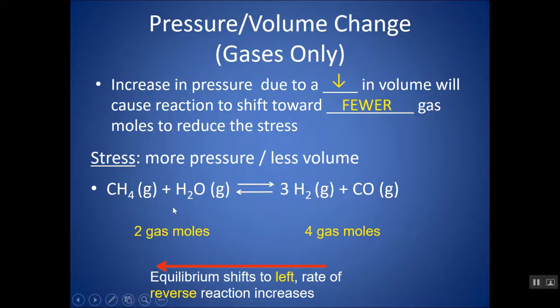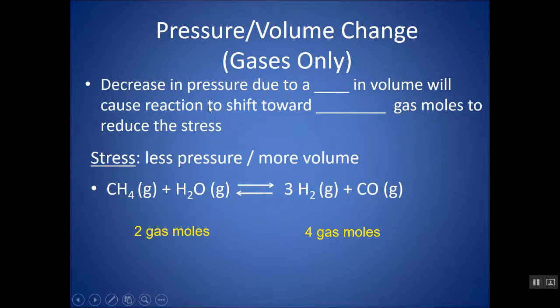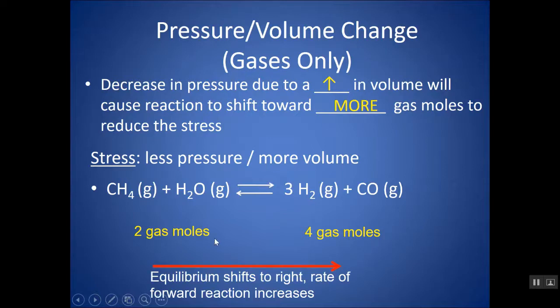If I shift to the left, I'm pointing to these reactants, that would increase those concentrations over time, and it would decrease the products over time. So essentially I'm changing the number of gases. I'm changing that to restore the pressure over time. Okay, if I decrease pressure, which would be the same as an increase in volume, then the reaction can shift toward more gas moles to reduce the stress. So same reaction, same number of moles on each side, but let's say it's less pressure. Now I would shift to the right.